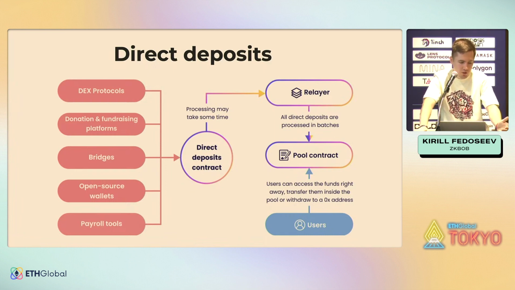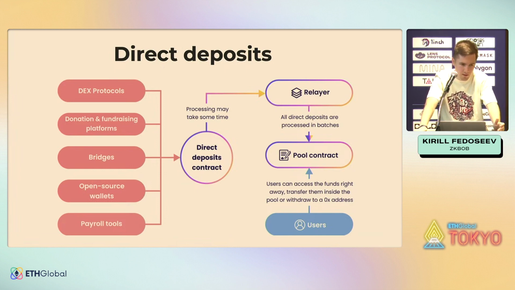We have just a few ideas of who can integrate direct deposits. It could be DEX protocols, donation and fundraising platforms, different cross-chain bridges and protocols, maybe open source wallets who want to simplify the life of the users, maybe some tooling related to payroll and invoice processing which is located on chain. All of these protocols implemented in some form of smart contracts can easily interact with the escrow smart contract for our direct deposit processing logic, basically by specifying the destination zk address of the users they want to send their money to, and specifying the desired amount.